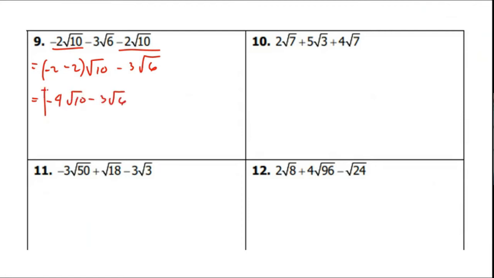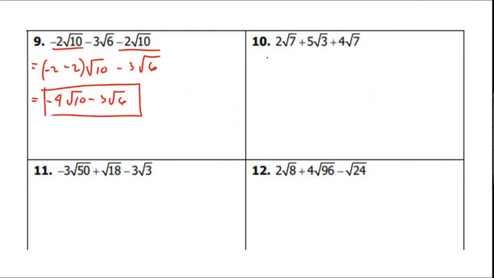And this will be our final answer since negative 4 square root of 10 and negative 3 square root of 6 are not similar radicals. So therefore, we can leave as is. So the final answer will be negative 4 square root of 10 minus 3 square root of 6.